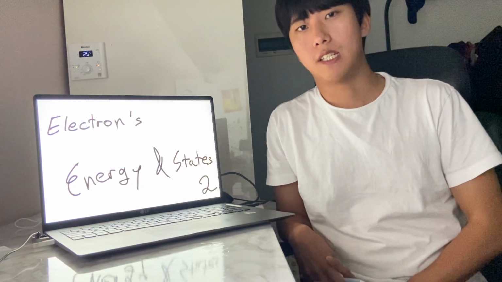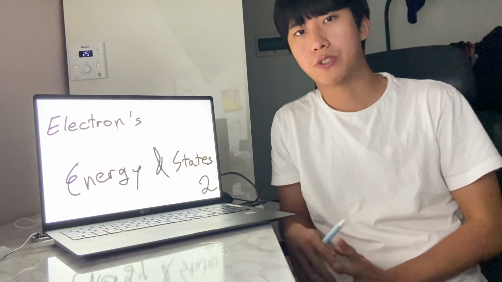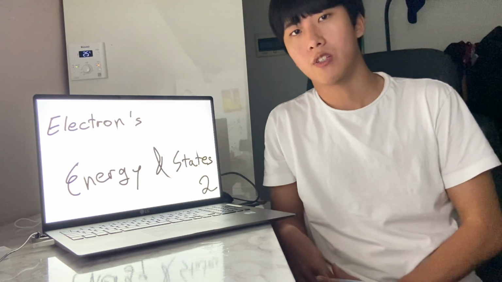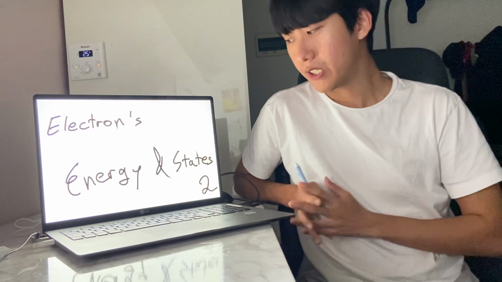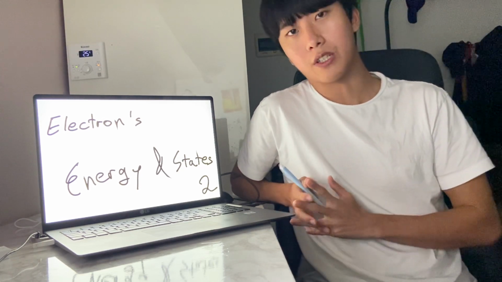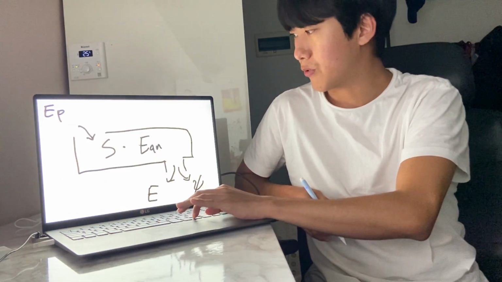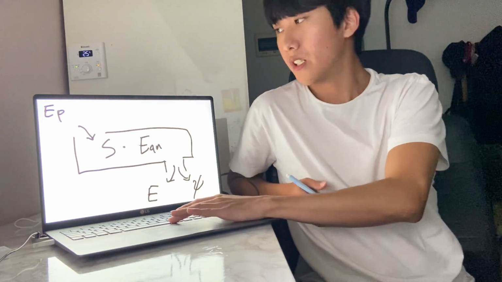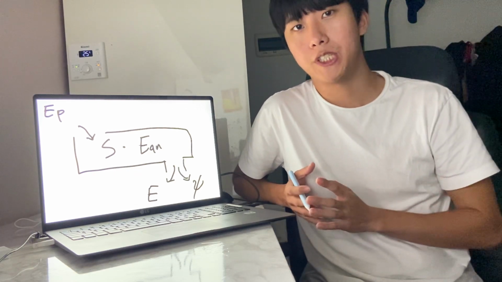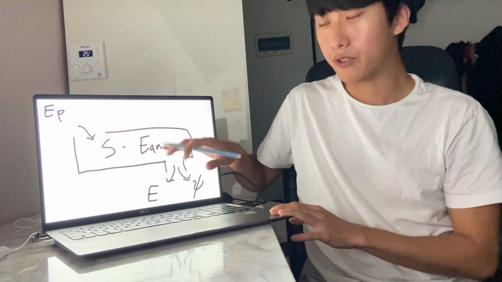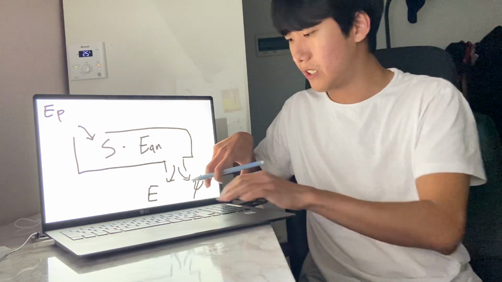Hello, in my last video I finished the basic quantum mechanics concepts. So today I will apply them to electrons, energy, and states. Last video we learned about the Schrödinger equation: if we know the potential energy, by using this equation we can get the energy and the wave vector, the wave function.